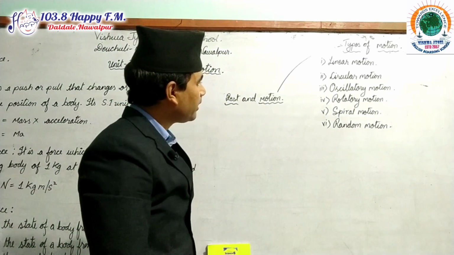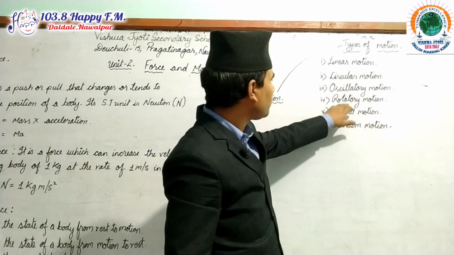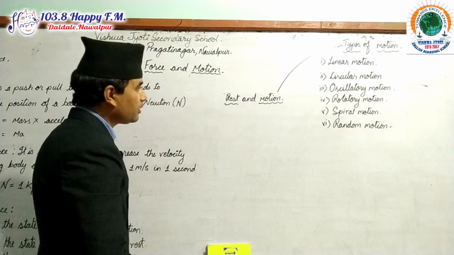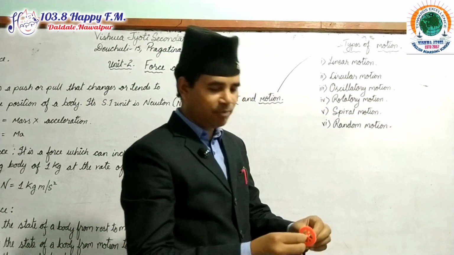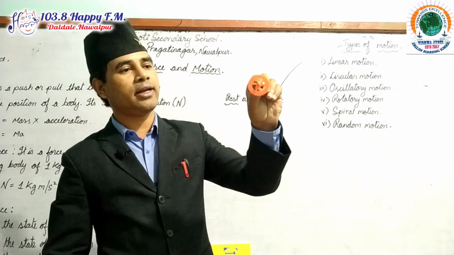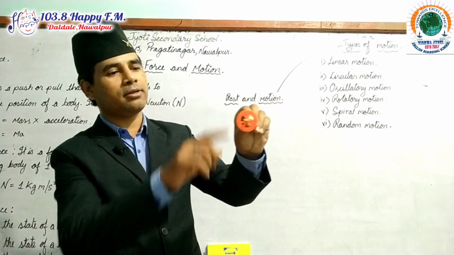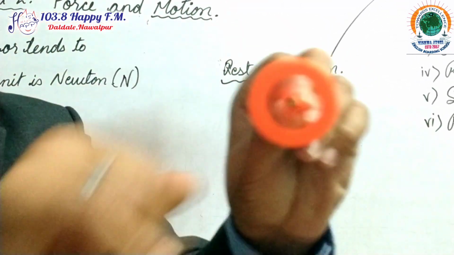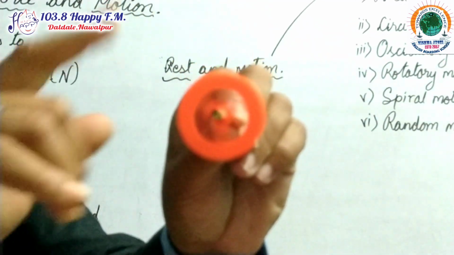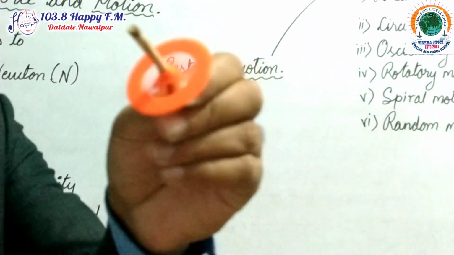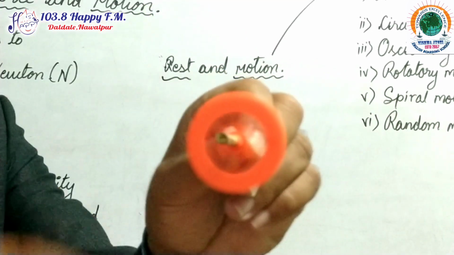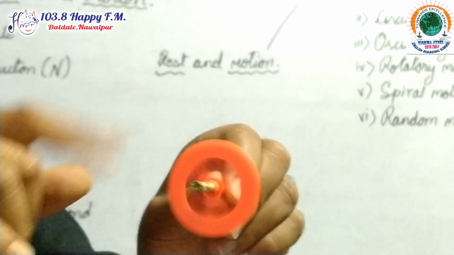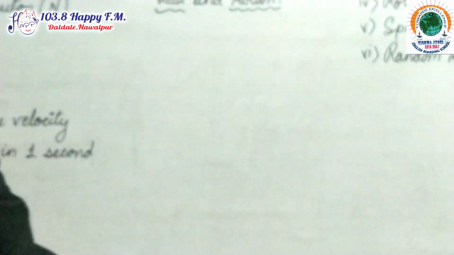Now, next one, my dear students, is called rotatory motion. Regarding rotatory motion, I have made another very good example. Look, when I spin this with my finger, it spins very nicely in a rotation. Look here, it's spinning. This is called rotatory motion, rotating.